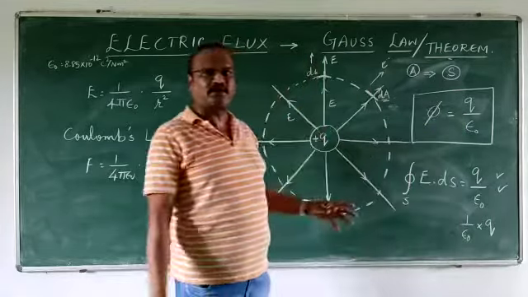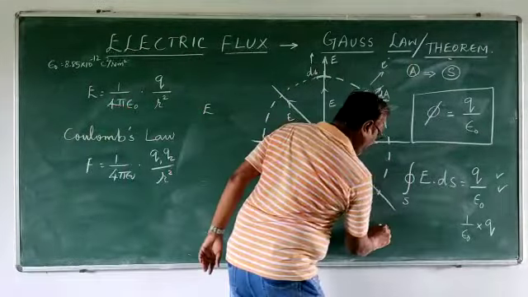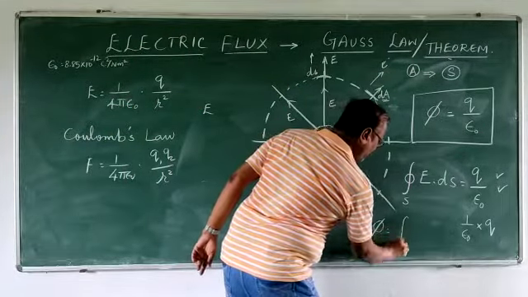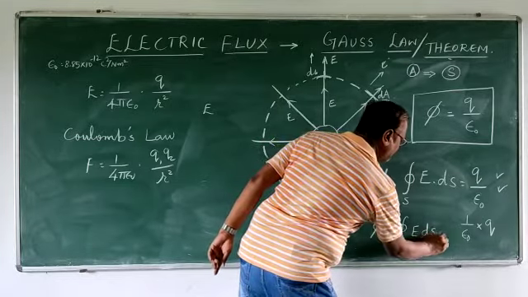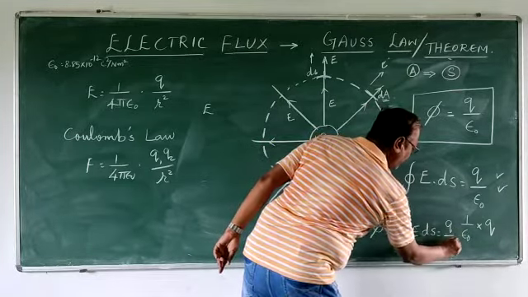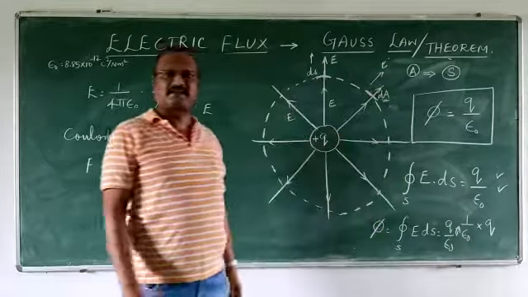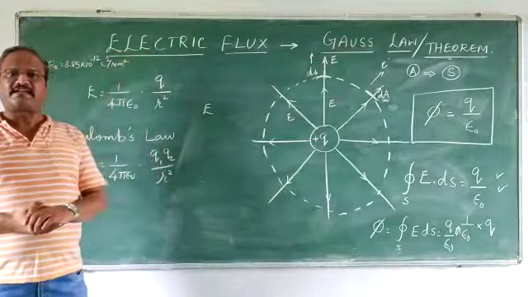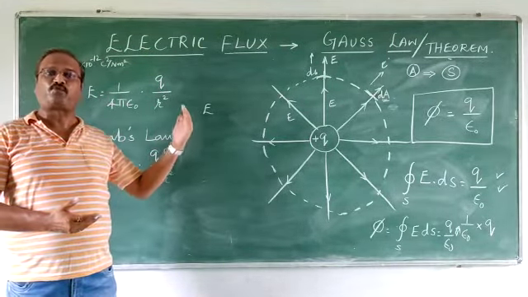That is what the electric flux is about. So we can say another way, phi is equal to integral E dS over a closed surface, which is equal to Q upon epsilon naught. So this is called Gauss theorem or Gauss law. In the next class, we will study about the application and the proof of Gauss theorem.